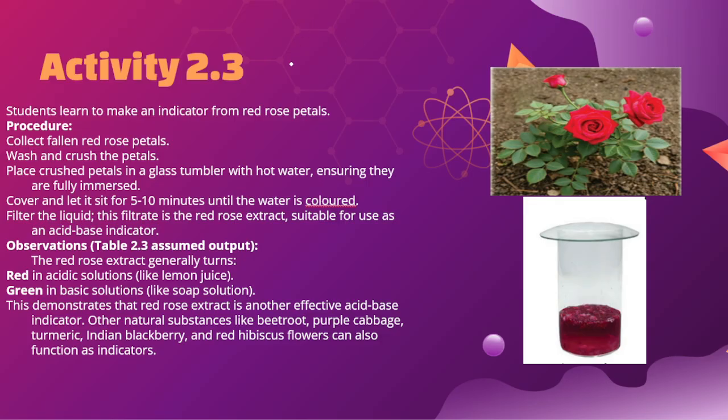So let me tell you कि in acidic solution it shows no color change, that is, it remains red. But in basic solution it shows green color. And just like these rose petals, बहुत सारे other indicators are also there, like beetroot, purple cabbage, turmeric, we are going to learn by the way. Indian blackberry, red hibiscus, ये सब भी indicators हैं. Okay, ये example है. If you want to write you can write.